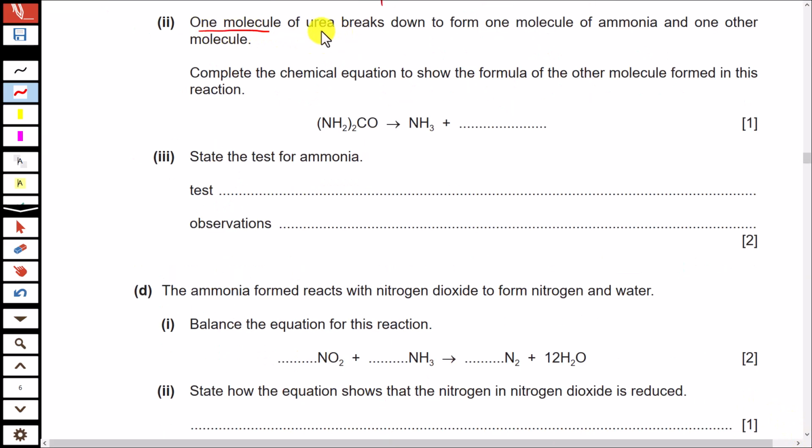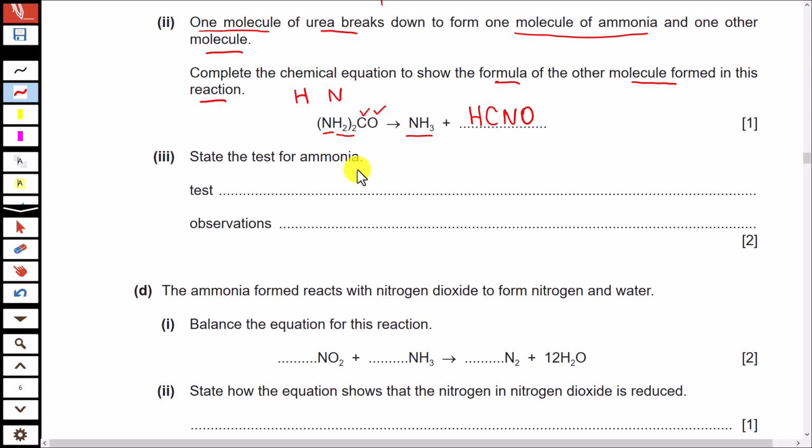One molecule of urea breaks down to form one molecule of ammonia and another molecule. Complete the equation to show the formula of the other molecule formed in this reaction. Now, one of the products is ammonia. If you look at the nitrogen atoms in urea, we have 2 nitrogen atoms. One is in ammonia, so we are left with 1 nitrogen atom. There are 4 hydrogen atoms in urea, 3 are in ammonia. So there should be 1 more hydrogen atom, and then carbon and oxygen are left. So it is HCNO, hydrogen cyanate.